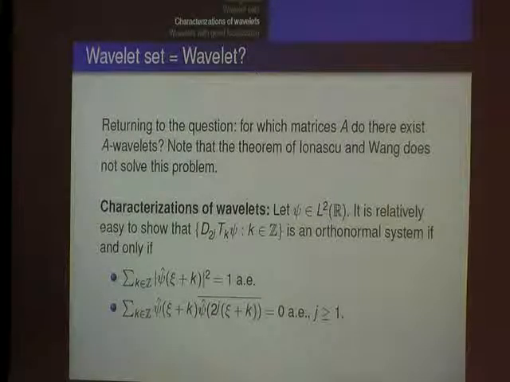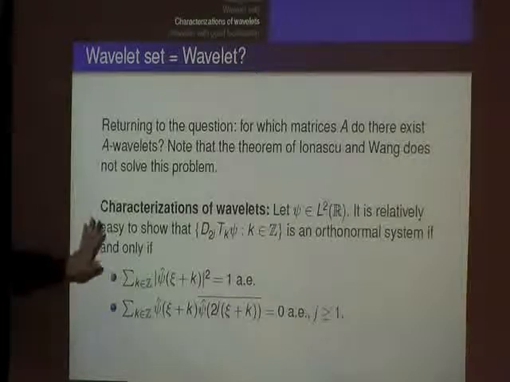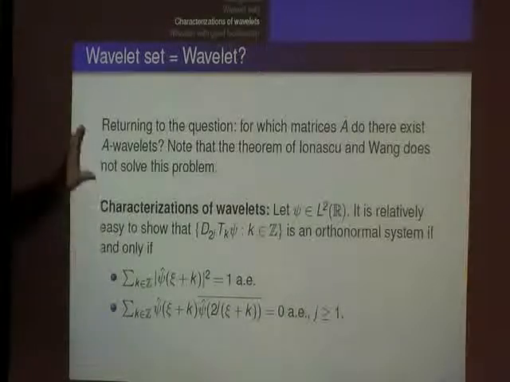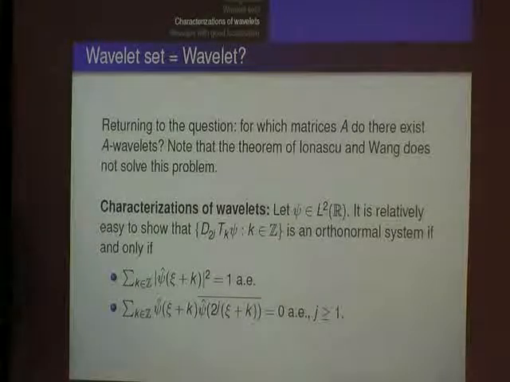So we return to this question and say, well, okay, we have to try to answer the original question: for which matrices do there exist wavelets? Well, the problem is there are nice characterizations of wavelets, so we need characterizations of wavelets in the plane. And I want to talk a little bit about characterizations of wavelets on the line, in order to motivate the characterizations of wavelets in the plane.